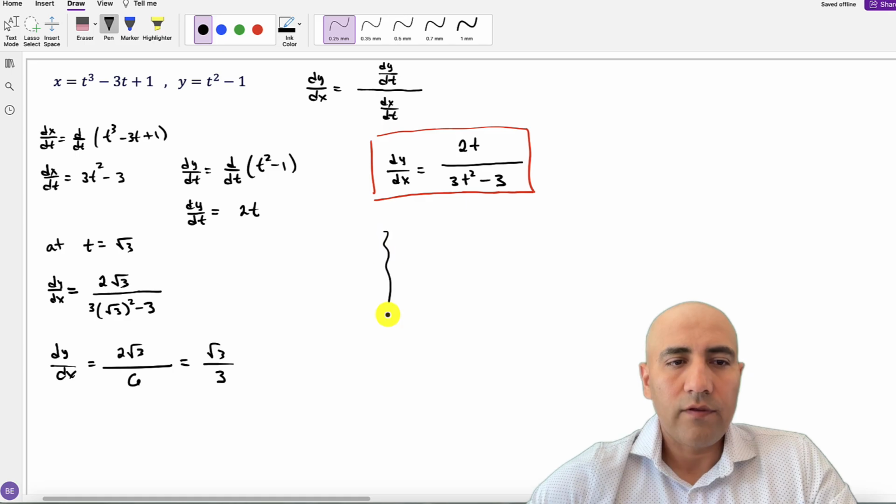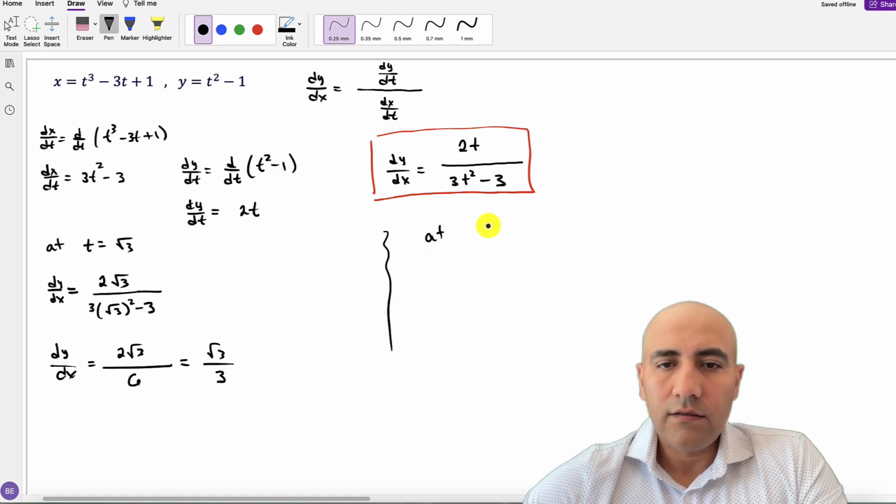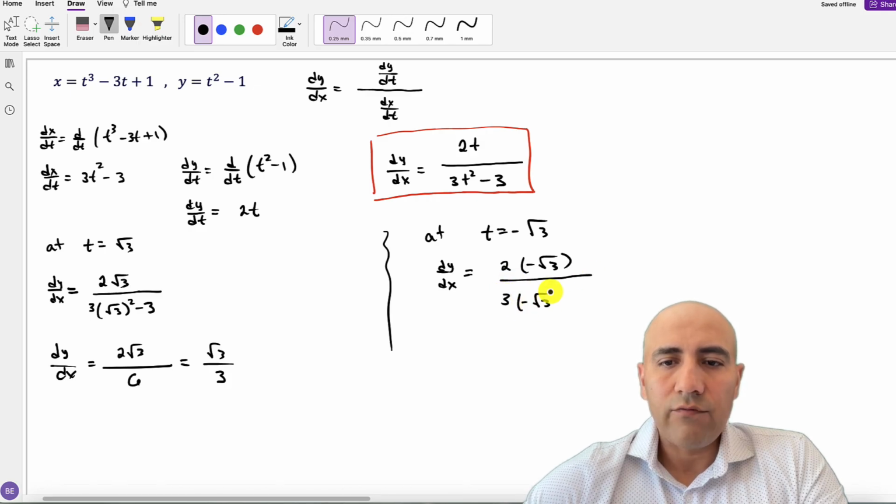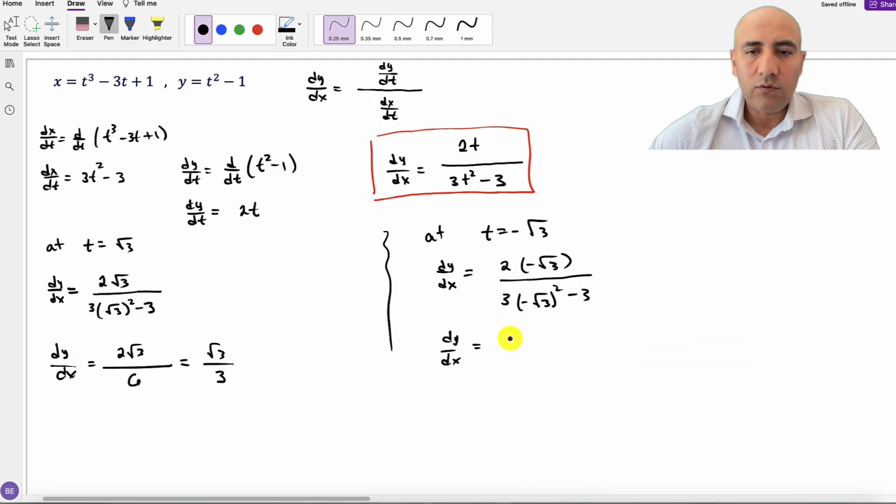And then we get a very similar result when we do the minus. Let's scoot it over here. So now at t equals minus root 3, we end up with dy/dx is equal to 2 times negative root 3 all over 3 times negative root 3 squared minus 3, which then gives us dy/dx is equal to minus 2 root 3 divided by 9 minus 3, again gives us a 6. So we just get negative root 3 over 3.